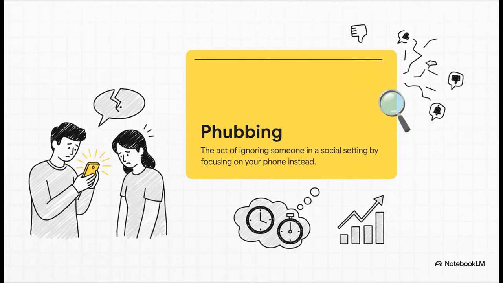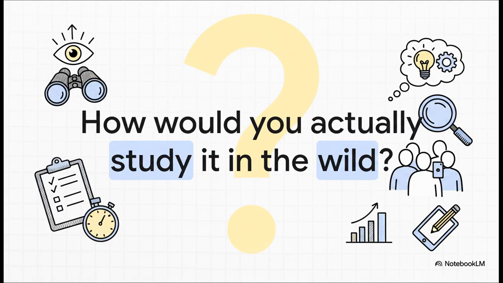First things first, let's get a clear definition. Phubbing is, simply put, the act of ignoring someone in a social setting by focusing on your phone instead. It's that moment a digital screen wins the battle for attention over a real, live person who is sitting right in front of you. Okay, so we all know it when we see it. It's everywhere. But how do you go from just noticing it to actually studying it? I mean, how do you capture real hard data on this behavior out in the wild? Well, that's the challenge we're going to break down.